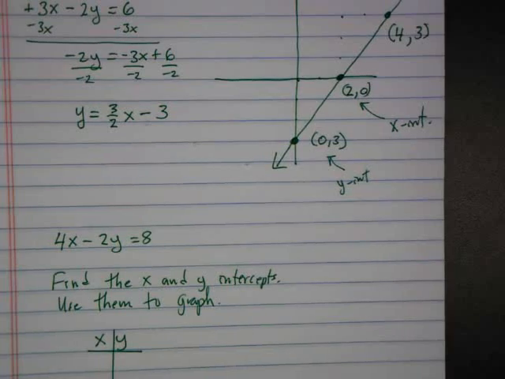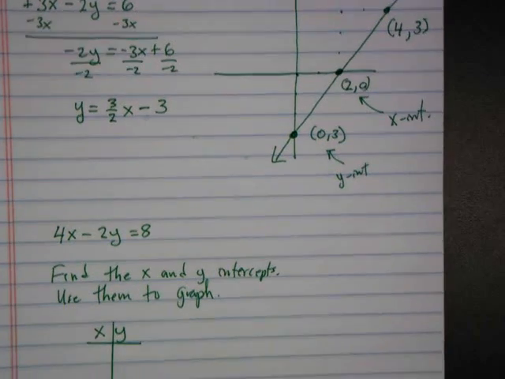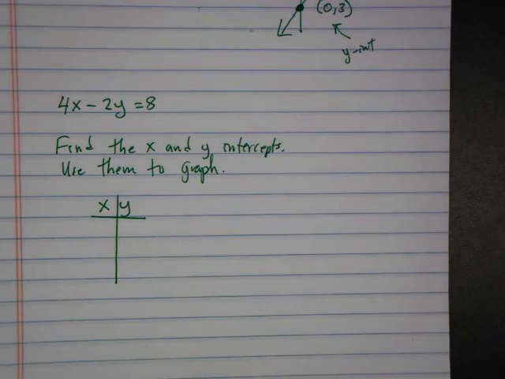How do you always find the y-intercept? Plug 0 in for x. If I ask you to find the y-intercept, you plug 0 in for x. So if I ask you to find one intercept, you plug 0 in for the other number. Always vice versa.